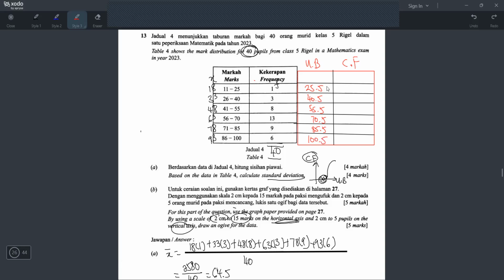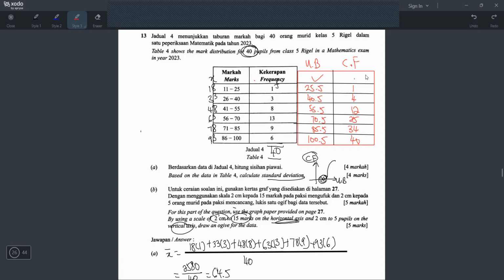Okay, then what about cumulative? Cumulative frequency is, you have to find it by adding all the frequency. So if the first frequency is 1, the first cumulative is 1. The next one you have to plus with the next frequency. So 1 plus 3, you get 4, and then you just keep adding, right? So the next one will be 4 plus 8, 12, and then keep adding, 12 plus 13, 25, 25 plus 9, 34, keep adding, 34 plus 6, 40, right?